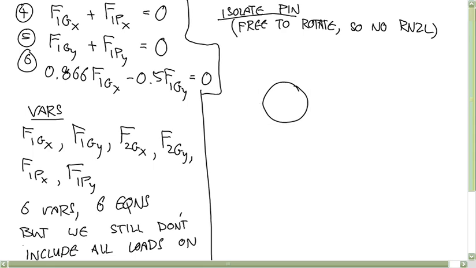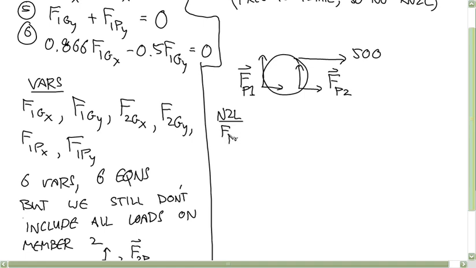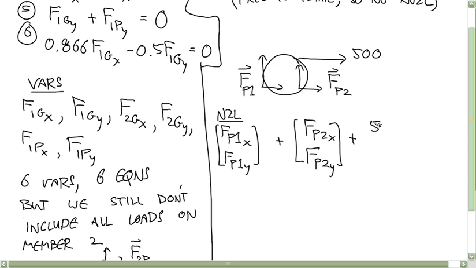Okay. What loads are acting on the pin? Yep. Negative. That's right. I'm going to just write it first as FP1. And then this is FP2. Okay? So Newton's second law says FP1x, FP1y plus FP2x, FP2y plus 500, 0 is equal to zeros.